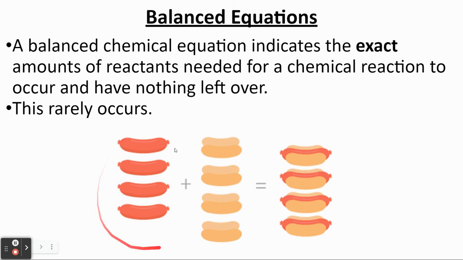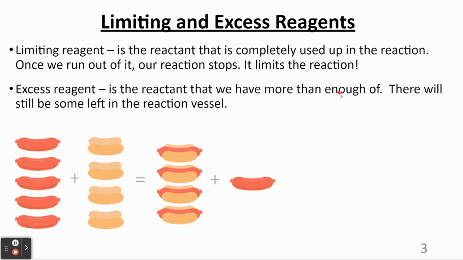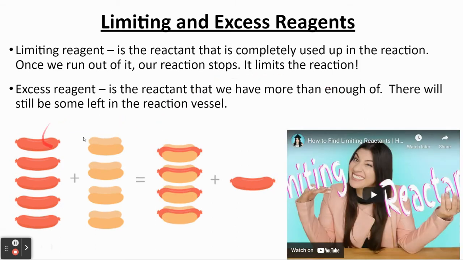We will never really have this perfect balance of reactant 1 or reactant 2 making exactly what we need with nothing left over. What will happen is typically one thing will run out first and then prevent us from being able to make more. Let's take a look at an example of that. So if we look over here, we have 1, 2, 3, 4, 5 of these wieners and only 4 of these buns. And so you have to estimate how many full hot dogs you can make.